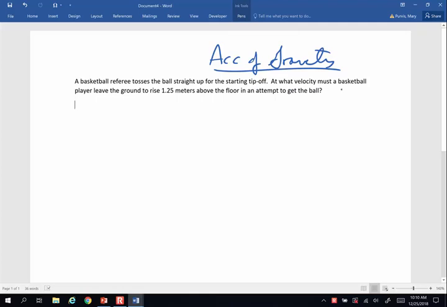At what velocity must a basketball player leave the ground to rise the 1.25 meters above the floor in an attempt to get the ball?